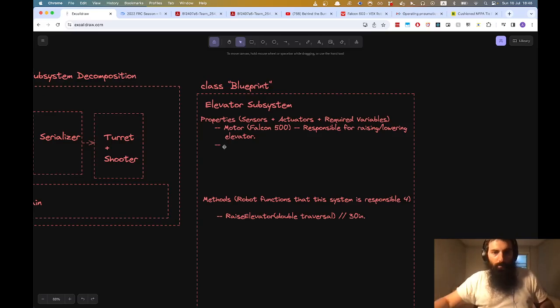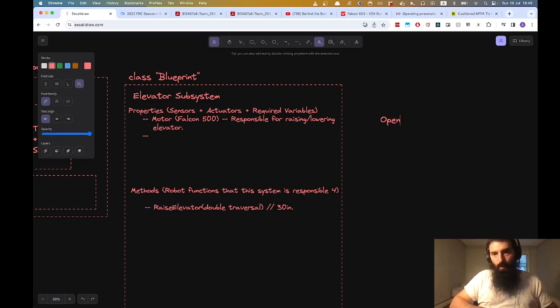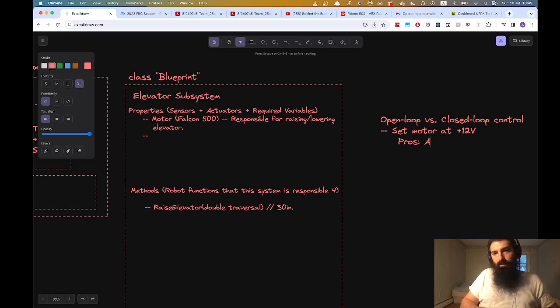This is what we call open loop versus closed loop control. The idea behind open loop control could be to say set motor at plus 12 volts. The pro of this approach is that it's simple. The con of this approach, set the motor at plus 12 volts, which is a single line of code, is that I don't know how far the elevator traveled.